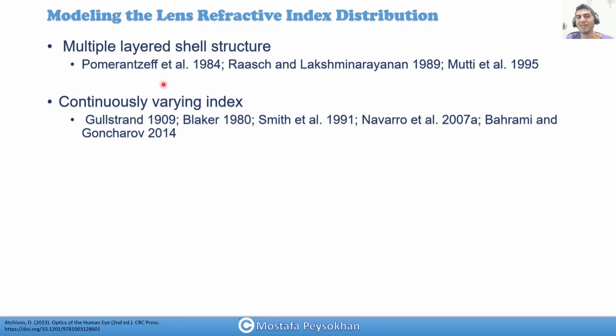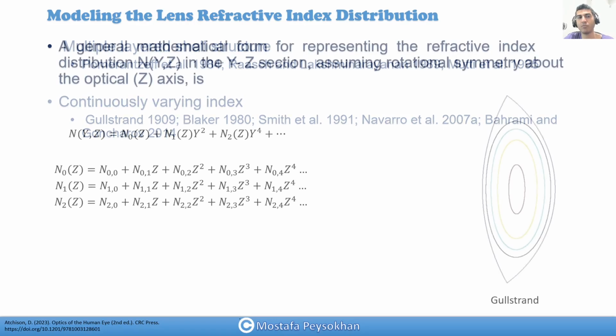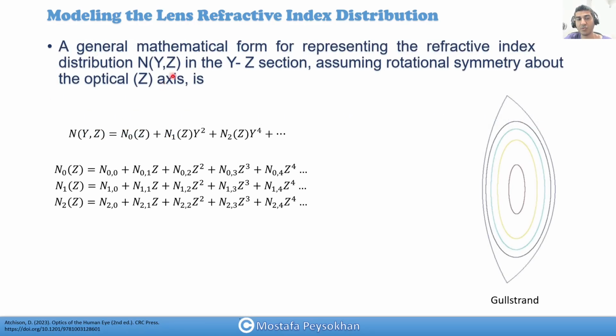In this model, there is a general mathematical form for representing the refractive index distribution in y and z direction. Because the system is rotationally symmetric around z, usually we don't consider the x direction as an important axis. So this is our z axis, this is the y axis, and since the system is rotationally symmetric, in Zemax we usually take a look at the yz direction. So the refractive index of this part of our eye, the crystalline lens, is a function of both y and z.